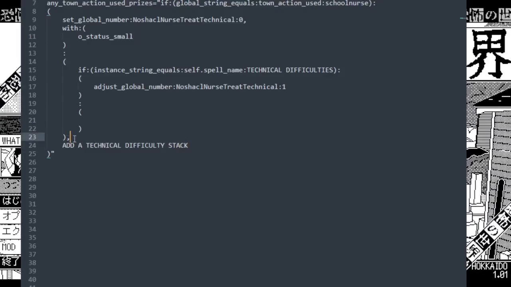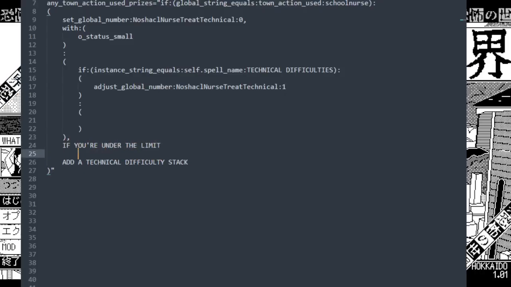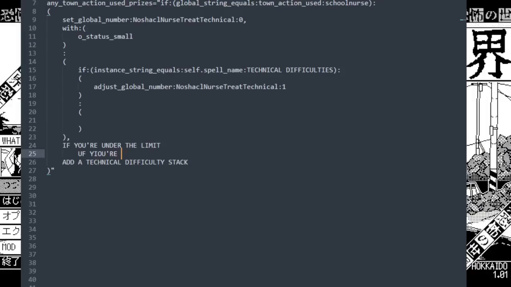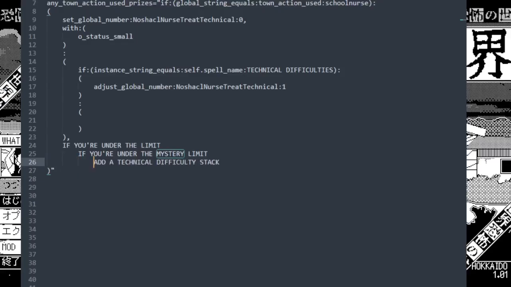Other checks that I added were, say, if you're at limit, if you're under the limit, and then if you're under the mystery limit. I should have really prepared this earlier, but this is essentially the pseudocode that I've used for the moment. So just making sure you're not at the max limit per run during a run, and then if you're under the mystery limit.